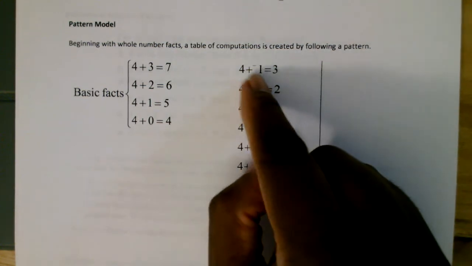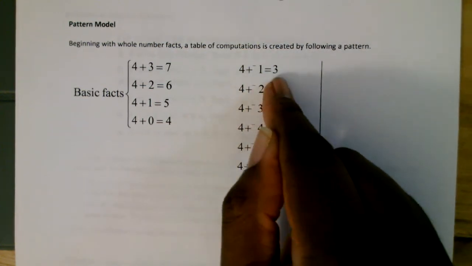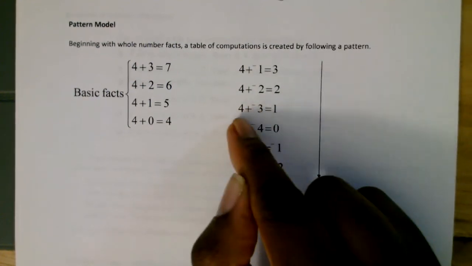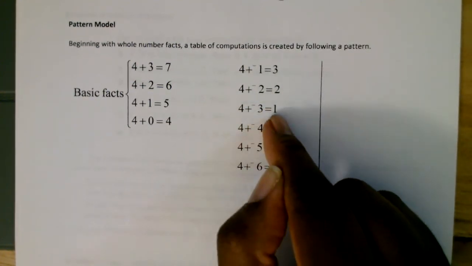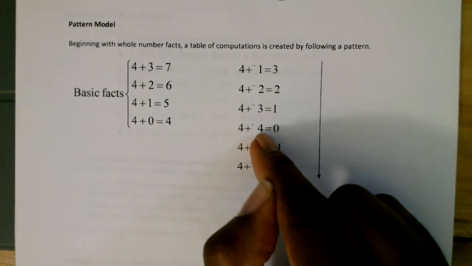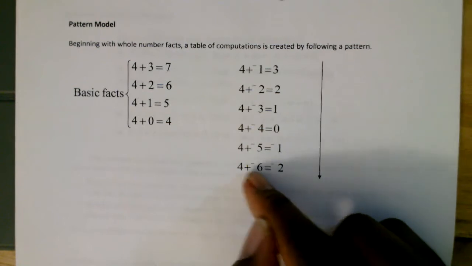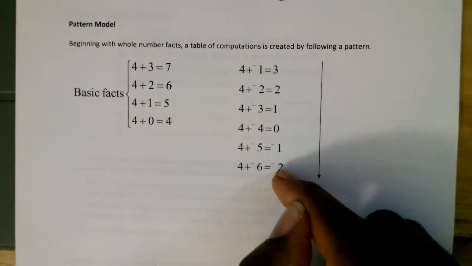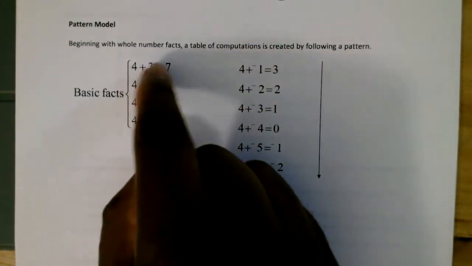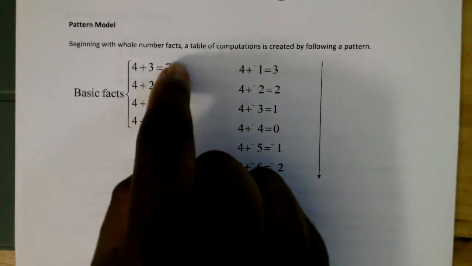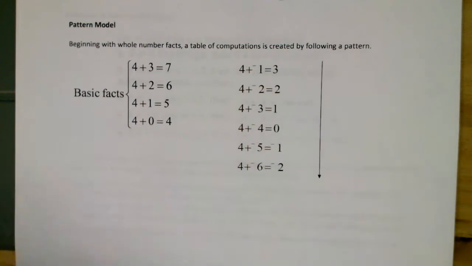So as we decrease the second number by 1, the sum decreases by 1. So like 4 plus -1, that'd be 3. And then 4 plus -2, which is 2. 4 plus -3, which is 1. 4 plus -4, that's 0. 4 plus -5, which is -1. And 4 plus -6, which is -2. So pretty much you'll see as the second number decreases, the sum decreases by 1.